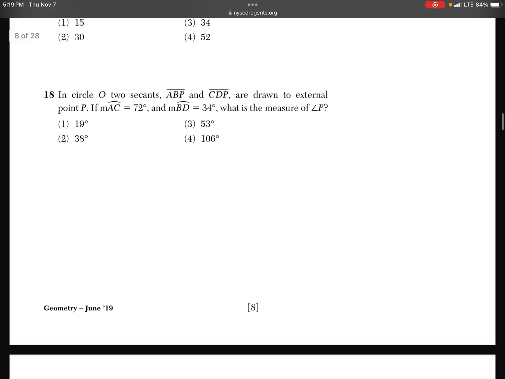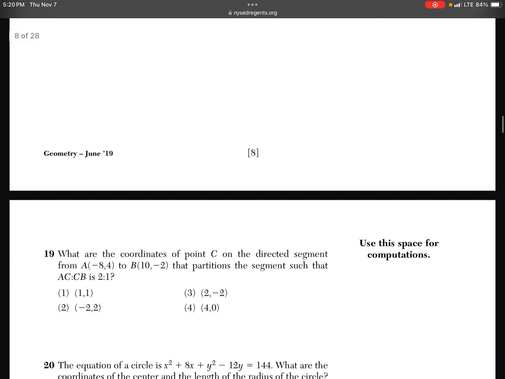Number 18, circle O. We have two secants, ABP and CDP. They are drawn to external point P. The measure of arc AC is 72 and arc BD is 34. What is the measure of angle P? Without a diagram, this is tough. I'm pretty sure this is going to be one of those where it's half the difference between the two arc measures. So 72 minus 34 is 38, and half of that is 19. Number 18, we're going to go with answer number 1.